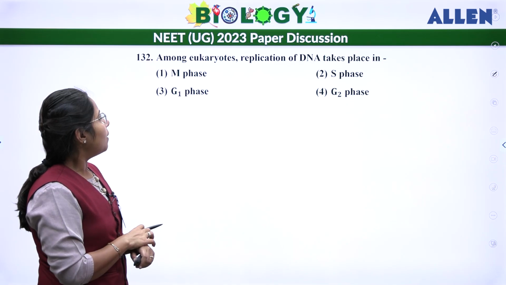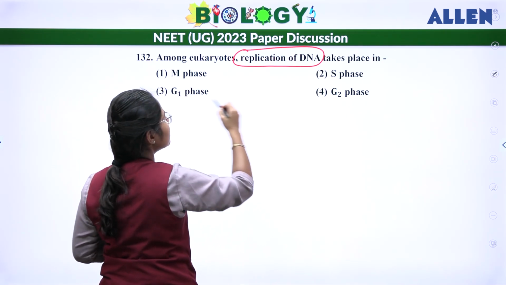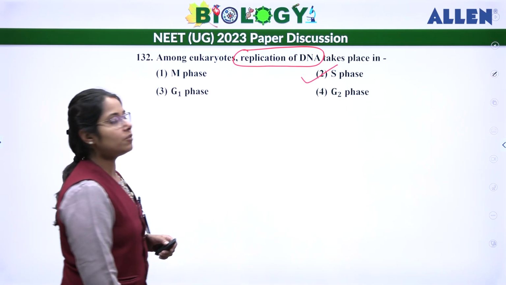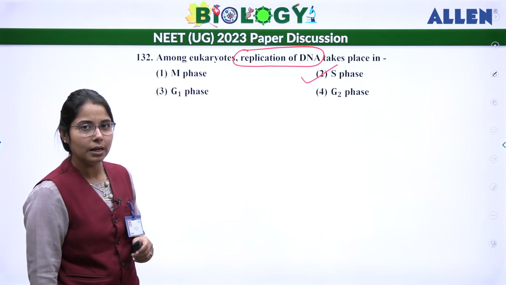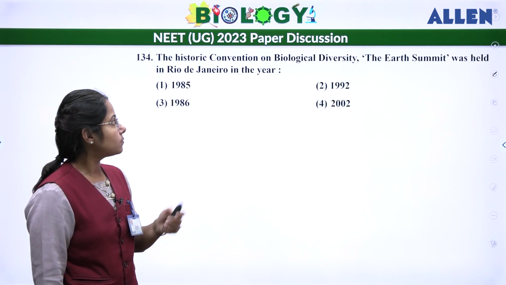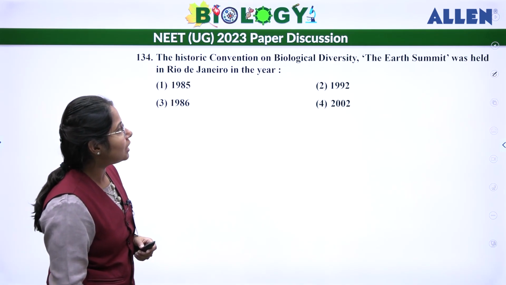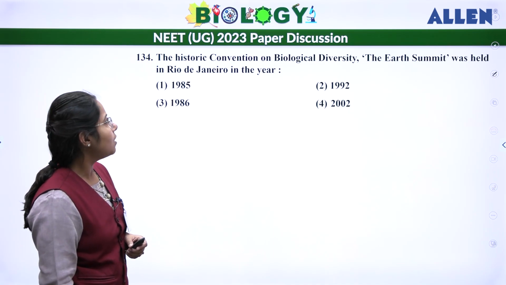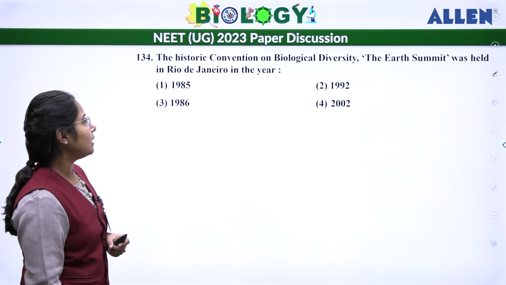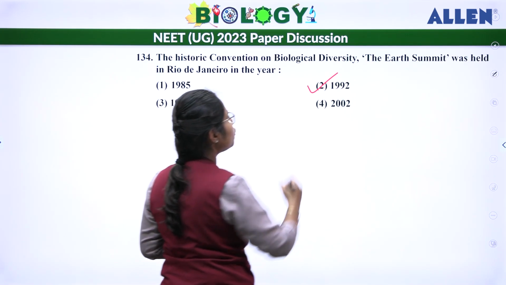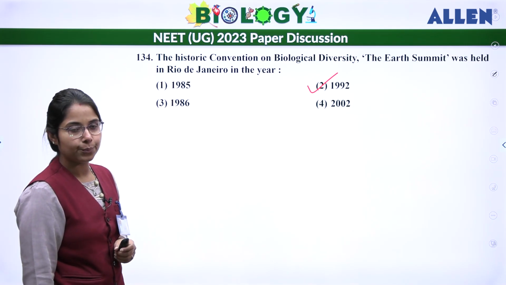Next, among eukaryotes, replication of the DNA. Now DNA replication will occur in the S phase of the cell cycle. The S phase of interphase is where DNA replication takes place. Next, the historic Convention on Biological Diversity, that is the Earth Summit, was held in Rio de Janeiro in the year 1992. So in 1992, the Earth Summit happened in Rio.